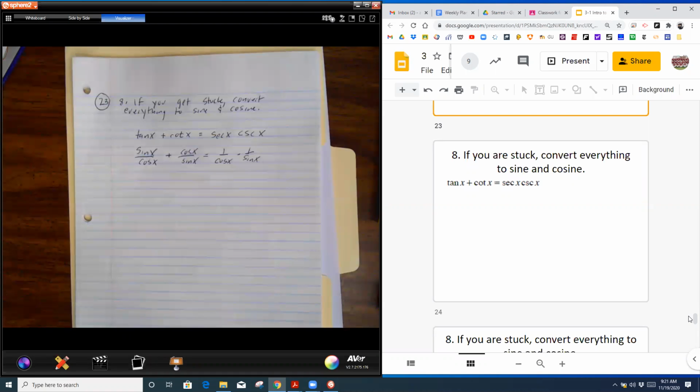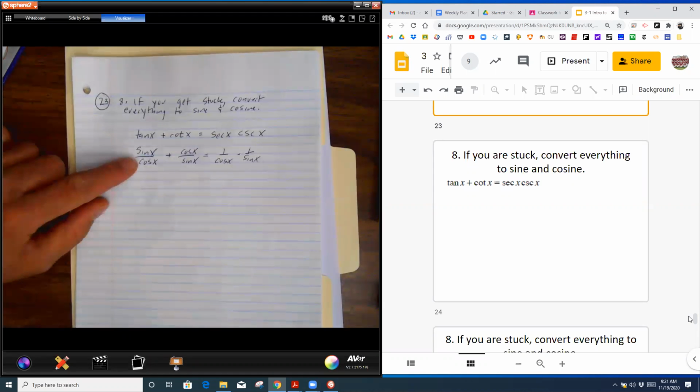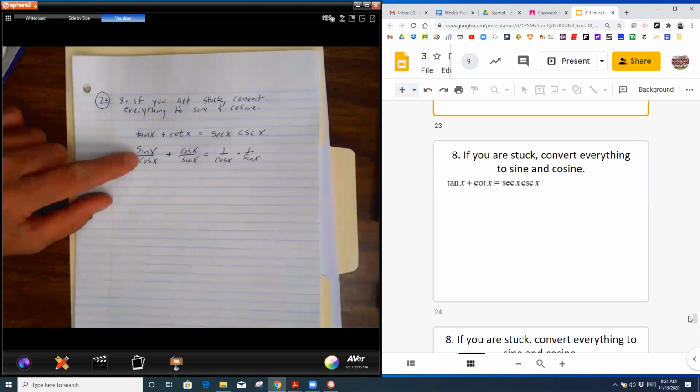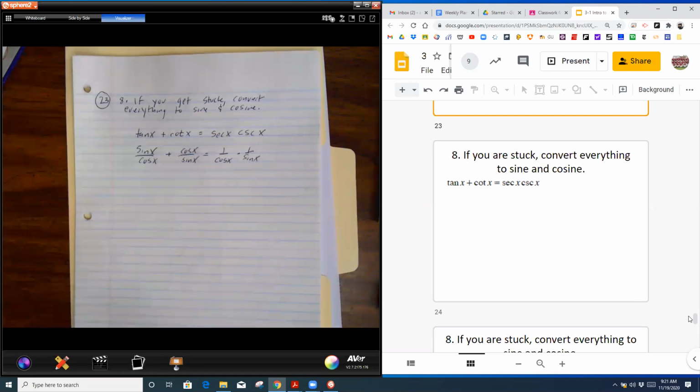Now I see on the left side, I have 2 things being added. On the right side, I have 2 things being multiplied. So in order to make the left side look more like the right side, I want to get a common denominator here and see if it could be simplified to that.